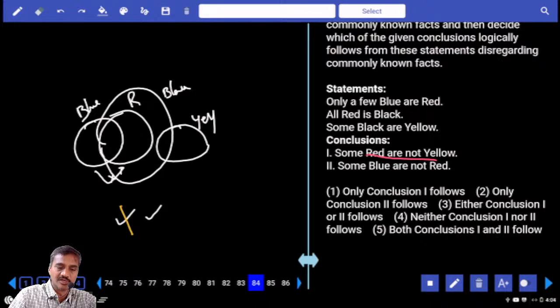Some blue are not red. To make this one false, I need to prove all blue are red. But it is not possible to bring all these blue under this red. Isn't it? Hence it cannot be false, definitely true, only 2. That is choice 2, question number 84.